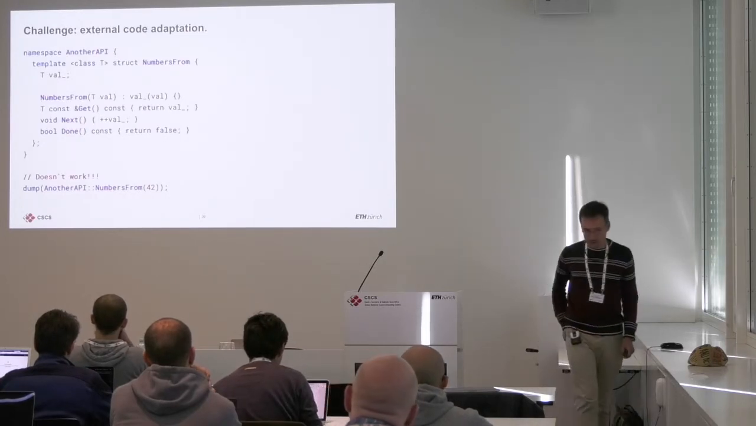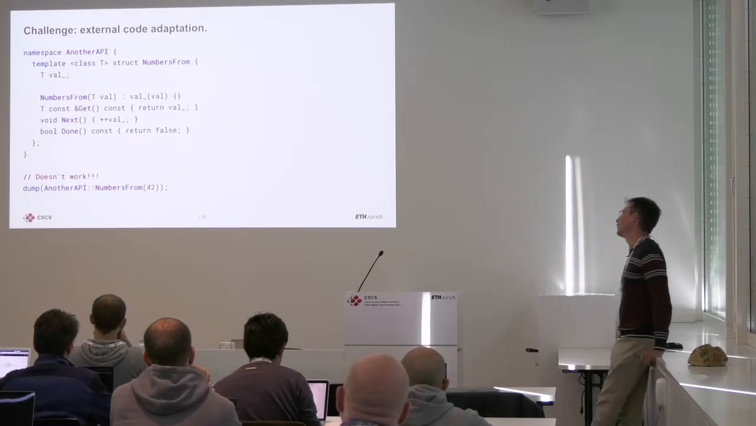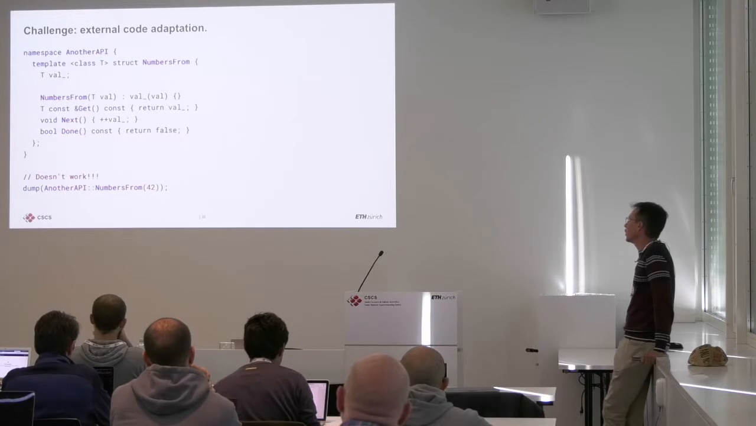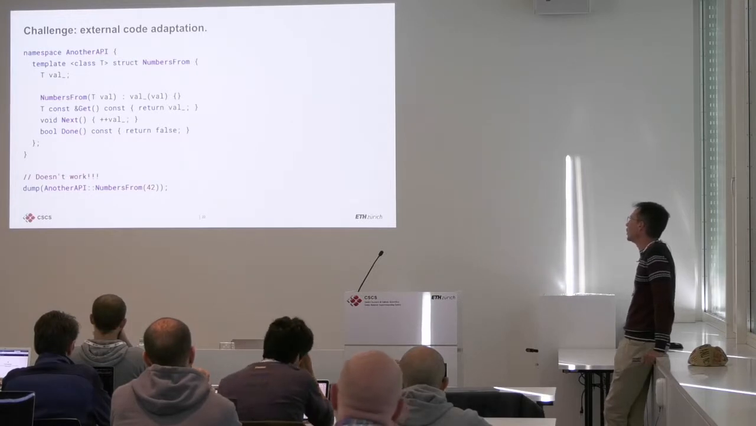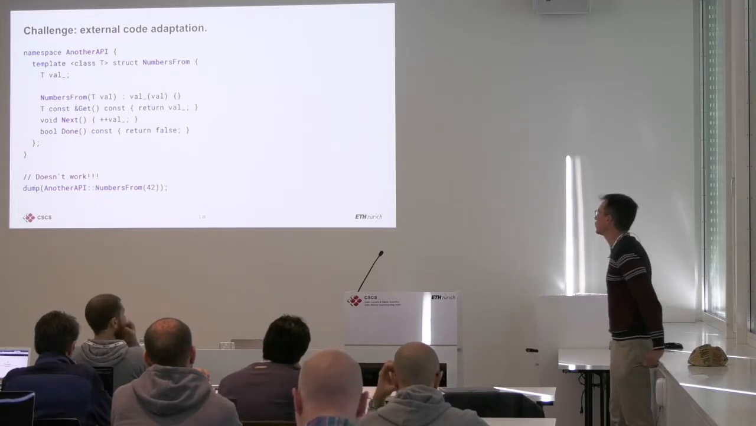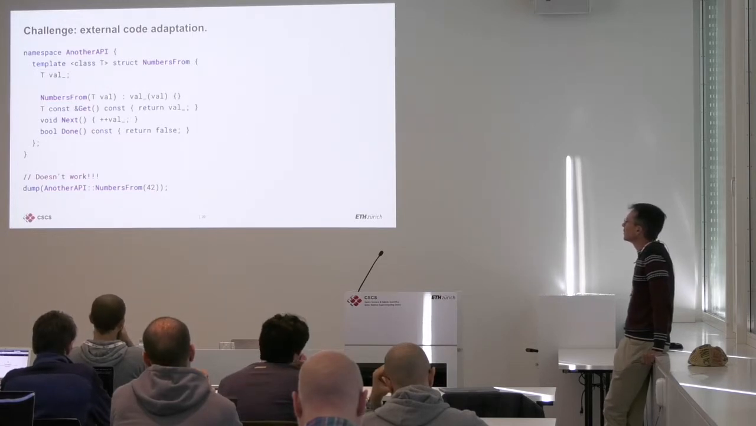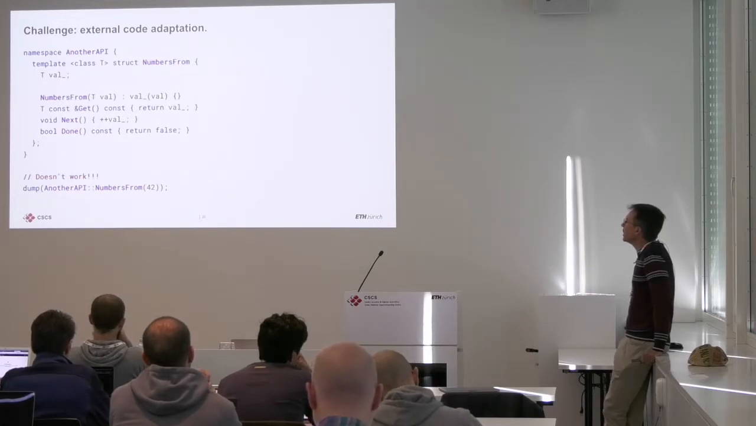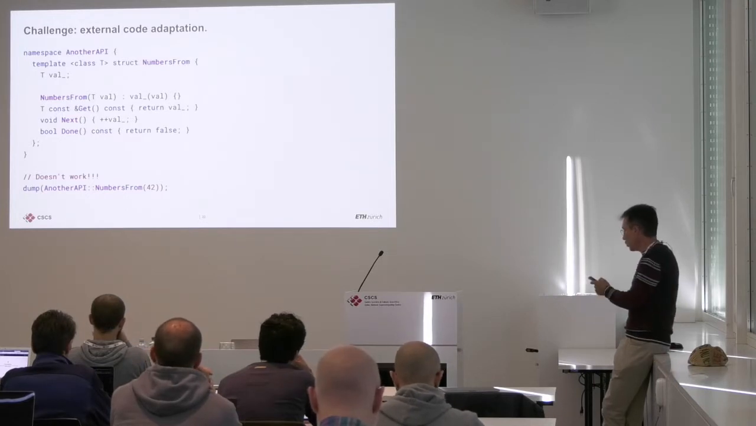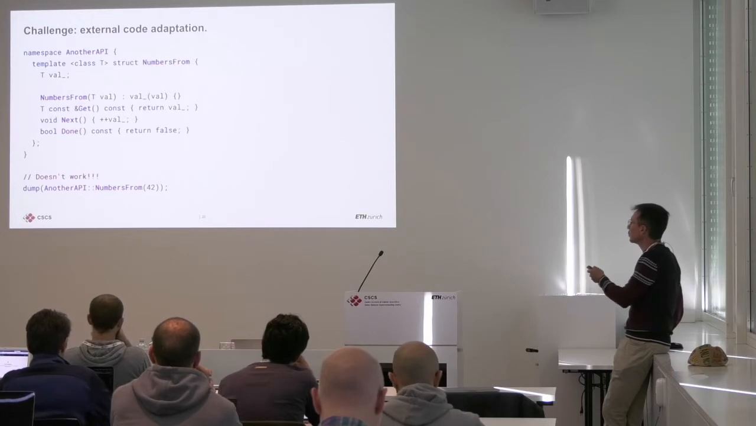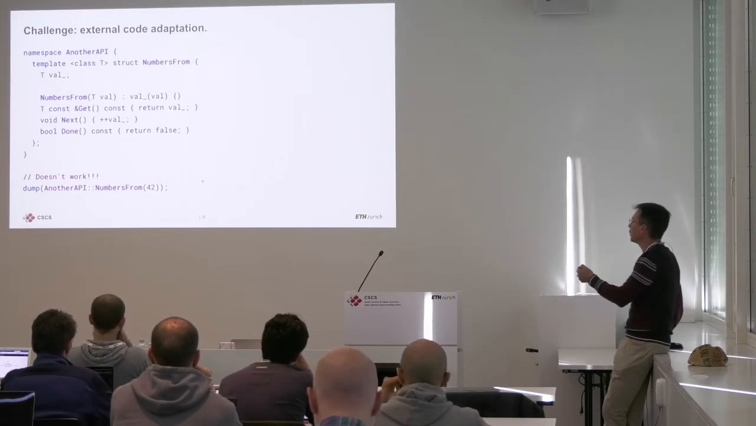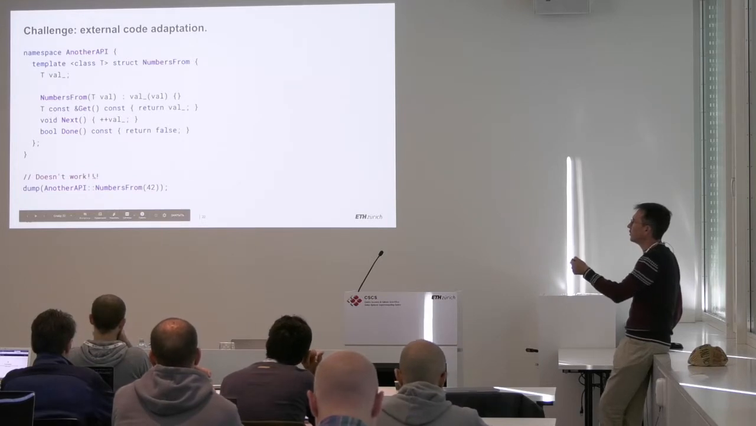Okay, let's assume that we use our cursor stuff in our project, but we have a collaborator project that has a very similar notation, but the names are different. And what we want is to use our stuff with those cursors. So obviously it doesn't work because here all methods are in capitals.